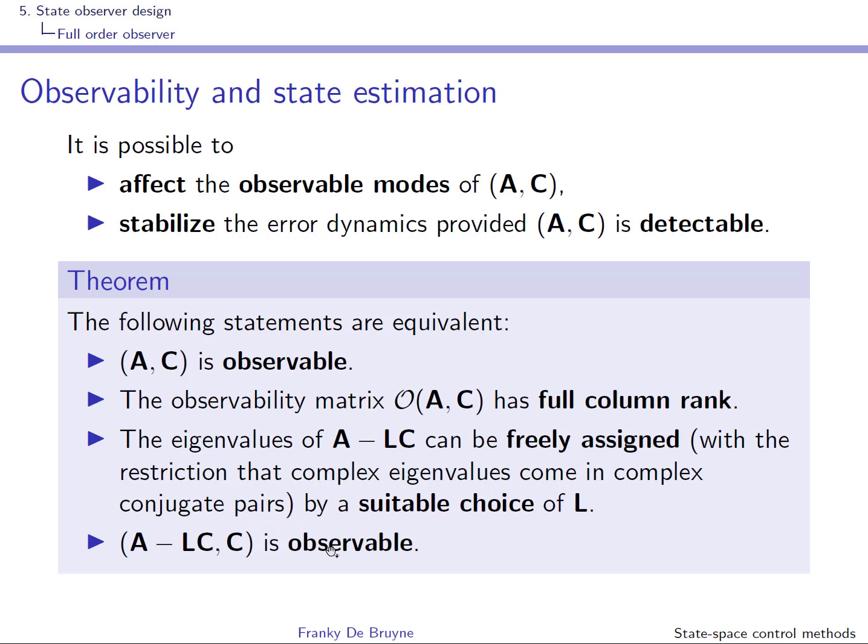We have the following statements which are equivalent. The pair (A, C) is observable. Well, this is clearly the case, as we have seen in the section on observability and controllability, if the observability matrix, here it is, has full column rank. If this is the case, this means that you can assign all the eigenvalues of A minus LC freely by a suitable choice of L. And the pair that you obtain after full order observer design, (A minus LC, C), is still observable.